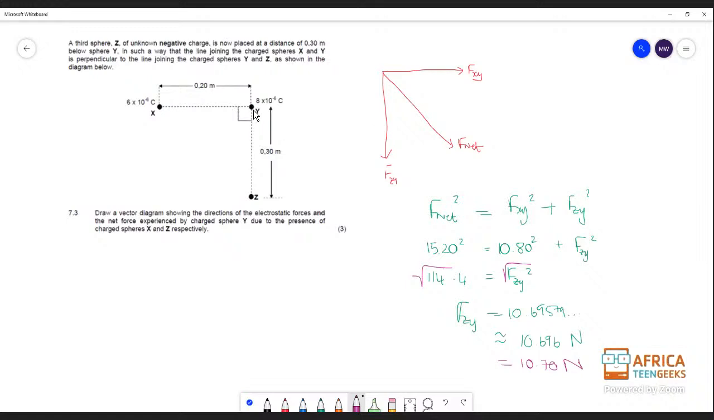And between Y and Z, your Z is going to pull your Y down because there's an attractive force between them. So it's going to go downwards. That's how you know the direction. So you have to know whether they are being attracted by each other or repelled by each other. Does that make sense, Msejo?